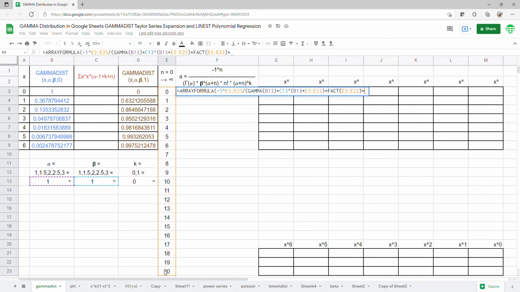And finally, the last part is the quantity alpha plus n raised to the power k.